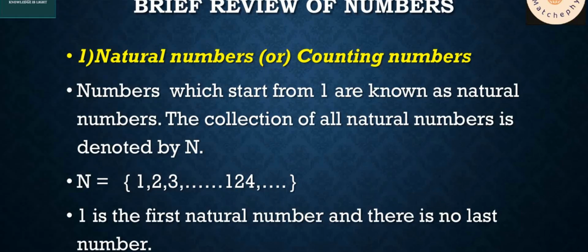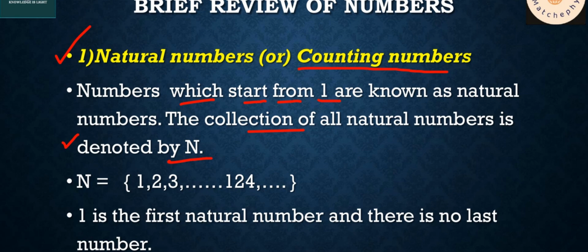We are going to review types of numbers and their definitions. Let's start with natural numbers. Natural numbers are also known as counting numbers. Natural numbers are those numbers which start from 1. The set is denoted by capital N, as you can see here. So capital N is equal to the set of all natural numbers which starts from 1.